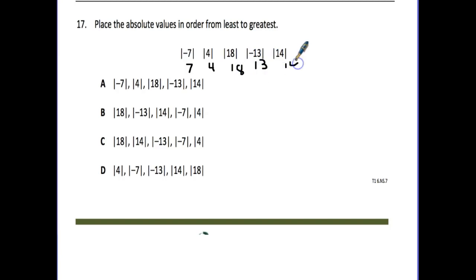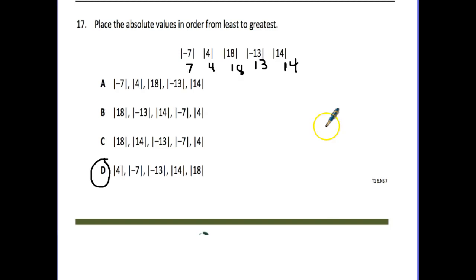Absolute value is 14. And if I'm going to put these numbers in order from least to greatest, 4 would be first. This would be second. You're going to write this, not just 7. You're going to write it with absolute value. And then would be 13, and then would be 14, and then would be 18. And that would be the correct one.